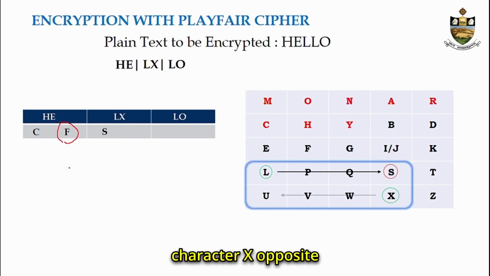Now X's opposite character is U. So U should be identified, and U is placed in the position of X. So that is the end of the second pair.